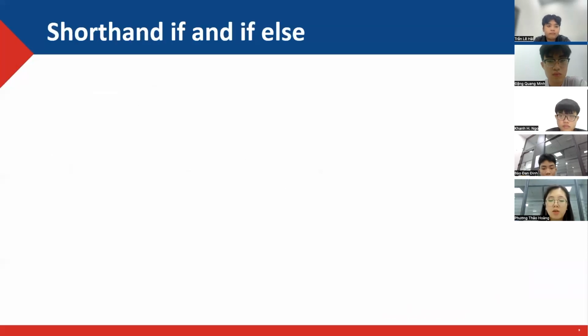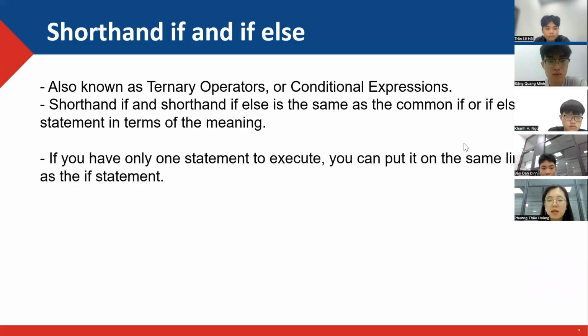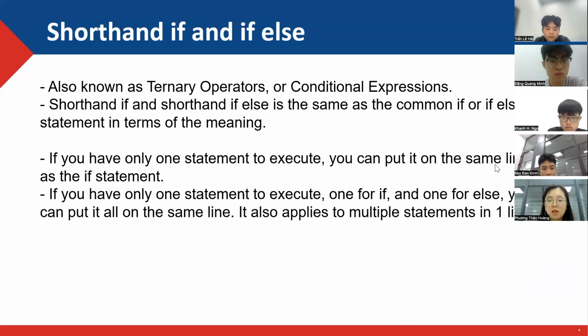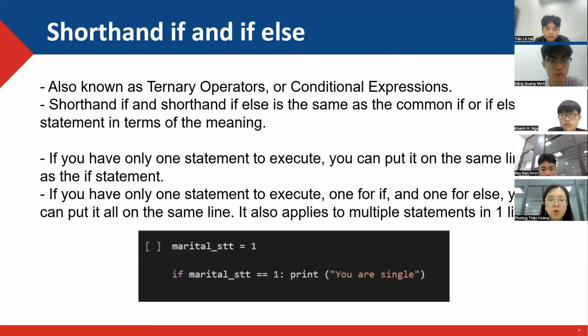Now I will talk about the new technique to write if and if-else statements, known as shorthand if-else, or in other words, ternary operators or conditional expressions. Shorthand if and shorthand if-else are the same as the common if or if-else statements. If you have only one statement to execute, you can put it on the same line as the if statement. If you have only one statement for if and one for else, you can put it all on the same line. It also applies to multiple statements in one line. So here is one example of using the shorthand if.